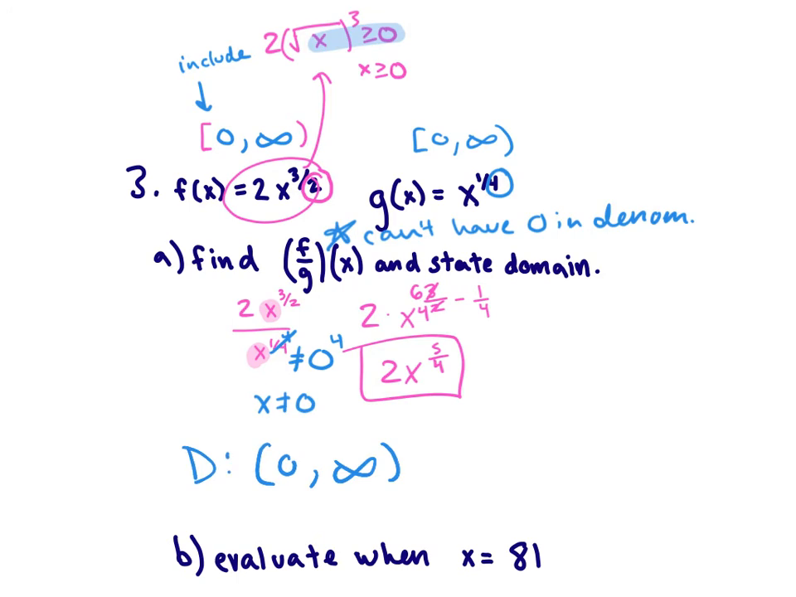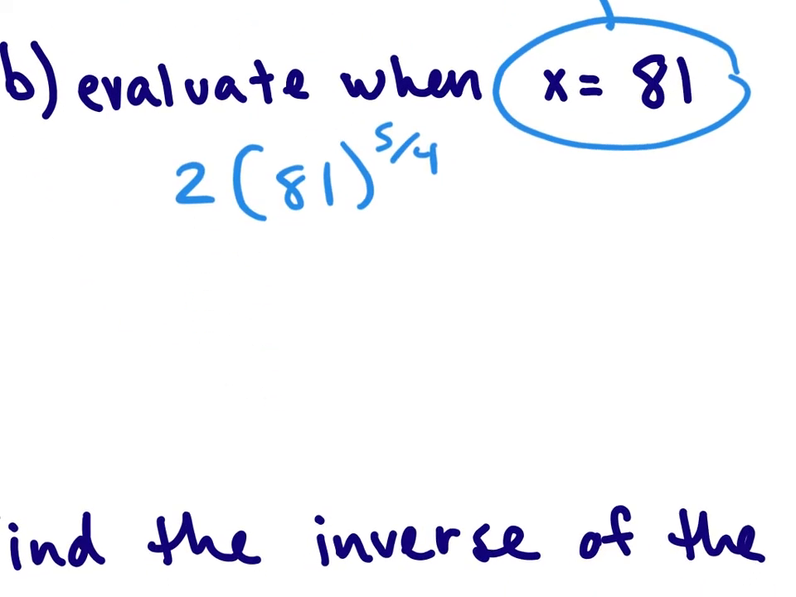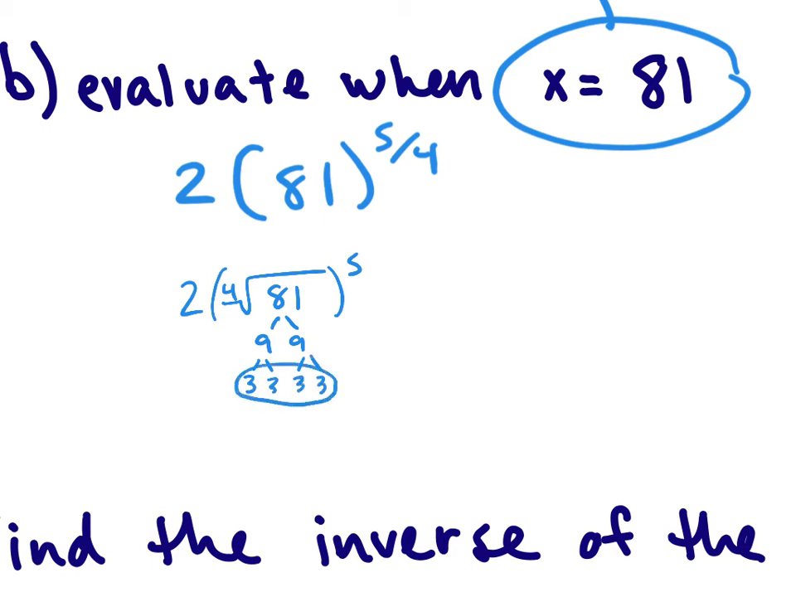Now we need to evaluate when x is equal to 81. So we just take our x, plug it in there. So we have 2 times 81 to the 5/4 power. What is our index here? 4. So we have the 4th root of 81 to the 5th power. What are our factors of 81? 9 and 9. Our factors of 9? 3 and 3. So we circle our groups of 3. So the 4th root of 81 is 3. So we have 2 times 3 to the 5th power. So it's 3 to the 5th power.